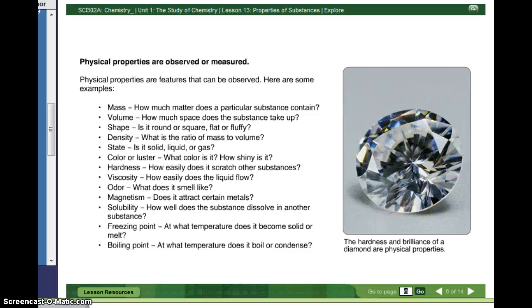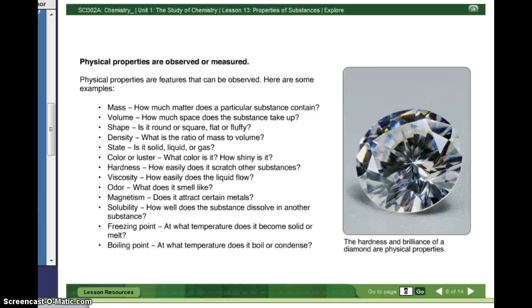Hardness: how easily does it scratch other substances? Viscosity: how easily does the liquid flow? Viscosity is how thick a liquid is. For example, honey has a very high viscosity. Water has a very low viscosity. Odor: what does it smell like?